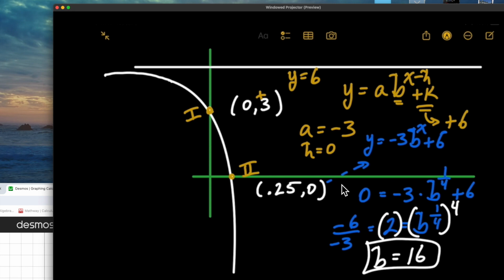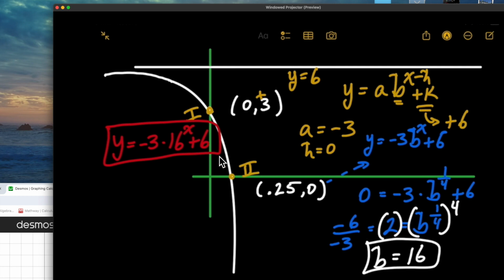So folks, our final expression, or our final equation, written over here in red on the left, is going to be y equals negative 3 times 16 to the x plus 6. And again, the negative fits out front because we've got to flip over the horizontal asymptote. 16 is greater than 1. That's a growth function.